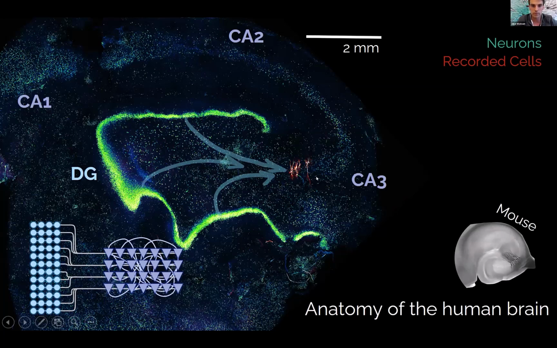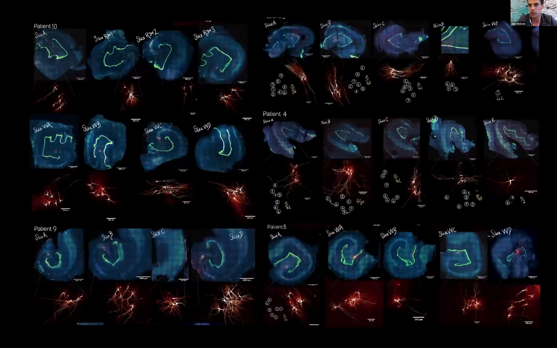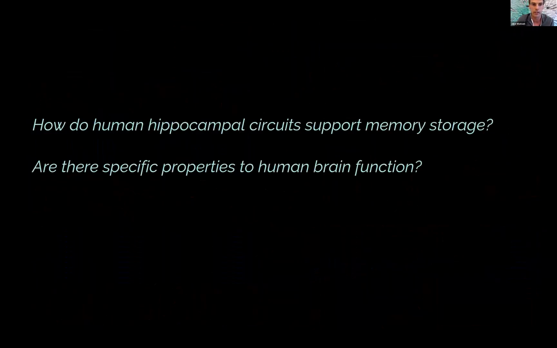So we put together many recordings from many patients and try to characterize, exactly the same again, the properties of CA3 neurons and circuits. And the question is, how can we store information in this recurrent network, this time in the human brain? So the questions here are, how do human hippocampal circuits support memory? And are there specific properties that we can see in human tissue that we don't see in the mouse brain?